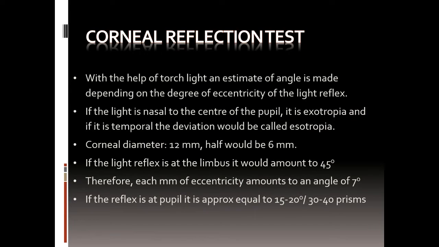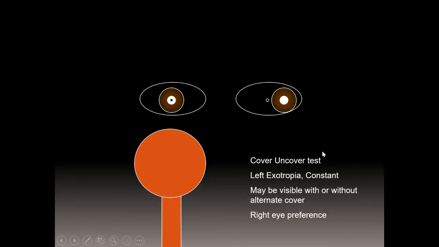Now, we did our own calculations. We presented this in 2011 and we found that the actual angle is not really 7 degrees. Now 7 degrees is an underestimation. 7 degrees would mean around 12.5 to 13 prisms, whereas the actual per millimeter of eccentricity would lead to around 18 to 19 prisms, and it all depends on the corneal curvature, because the curvature of the cornea determines how much would be the angle of eccentricity per millimeter. But this is a gross way of evaluating the amount of deviation.